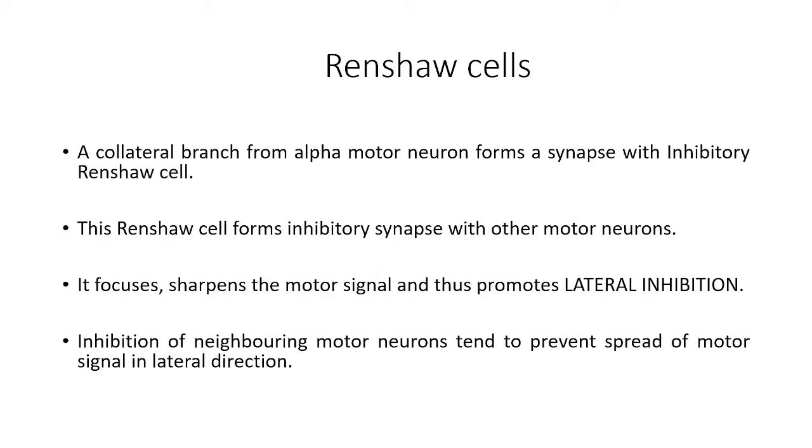Okay. So, why do we have the Renshaw cell? From a physiological point of view, it focuses and sharpens the motor signal and thus promotes lateral inhibition. It will increase the activity of that particular alpha motor neuron. After some time it will suppress it, no doubt, but it will inhibit the activity of the surrounding alpha motor neurons, that is called lateral inhibition.